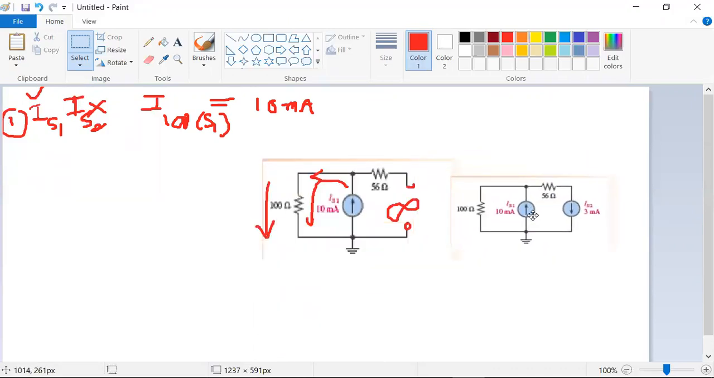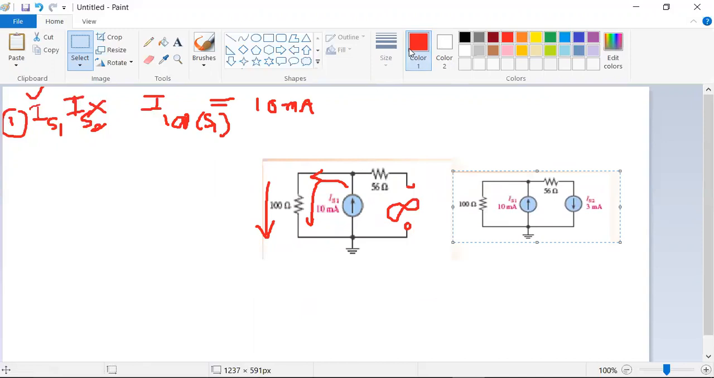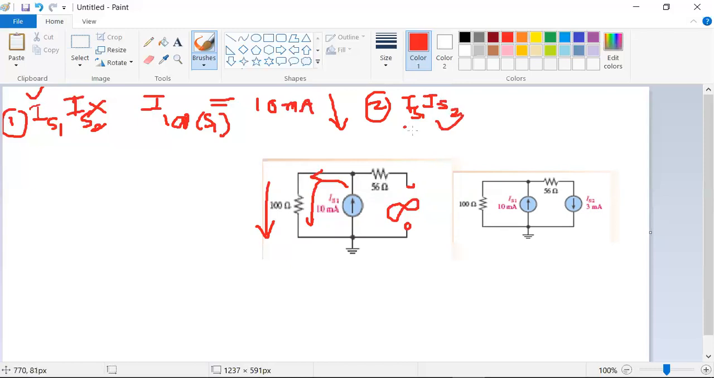What is step two? In step two, let me add this, the direction is downwards. This is step one. Now step two, in IS1 and IS2, IS2 is going to be activated, IS1 is going to be deactivated, means that this is open circuit.